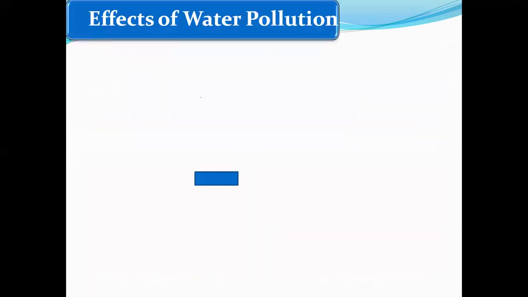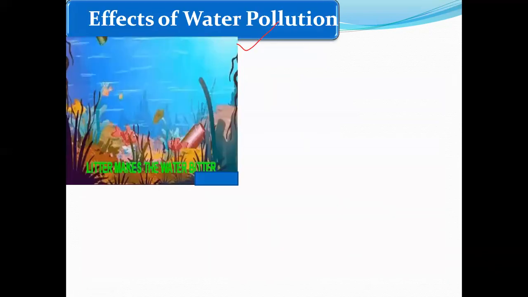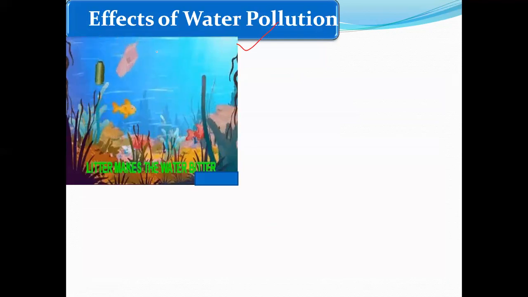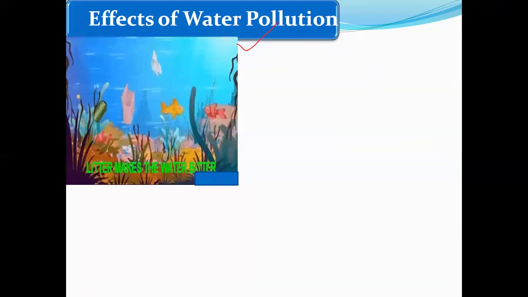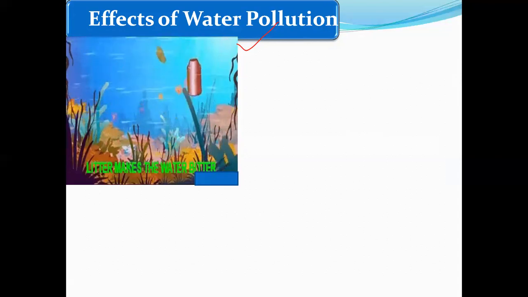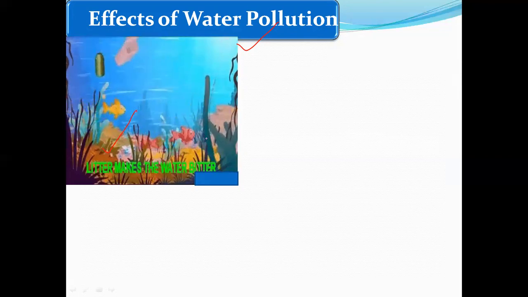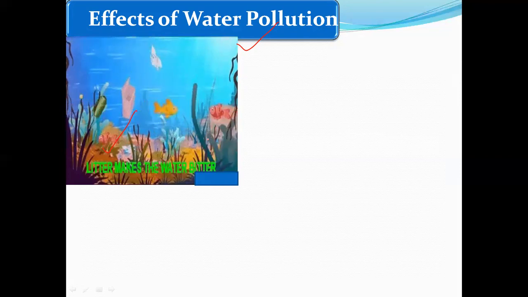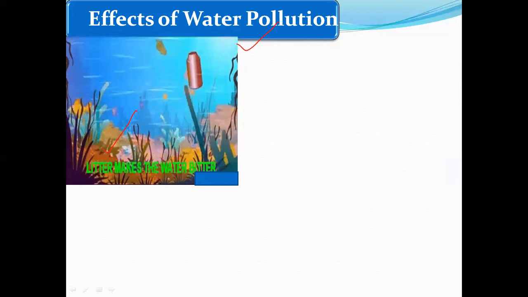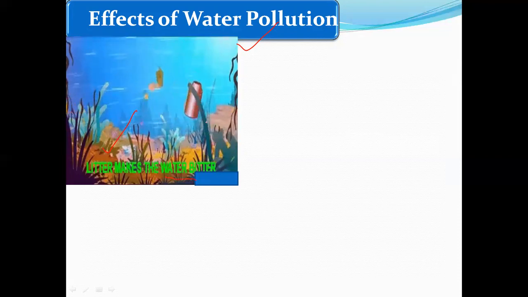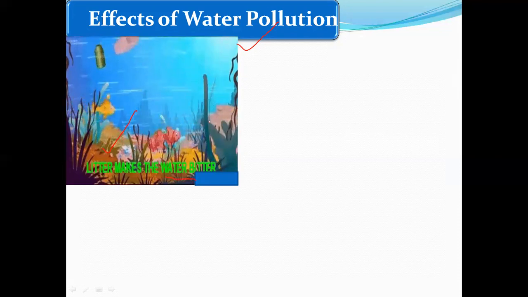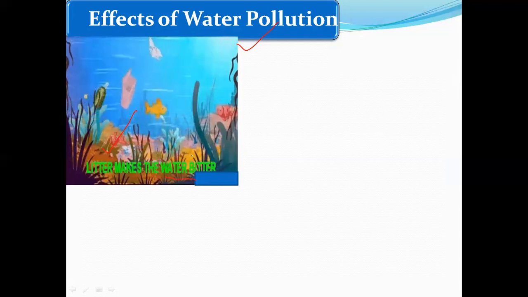If we see the next very important effect, water pollution, you can see the garbage which we throw in the water, that definitely increases the pollution in the ponds, in oceans, in the lakes, and that makes the water bitter, and that is killing the aquatic life and destroying the habitat under the water.